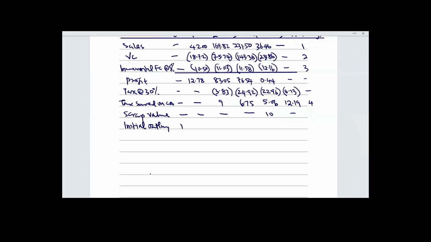The initial outlay is 120 million. It's a cash outflow, so you put it in bracket. Then we're also given working capital in the question.